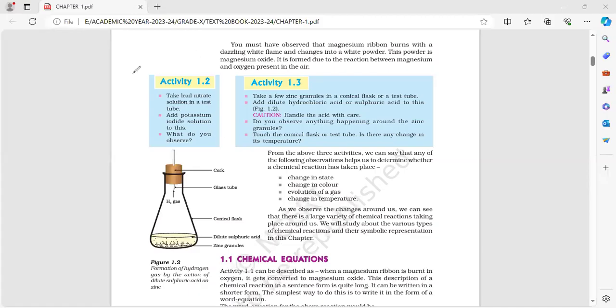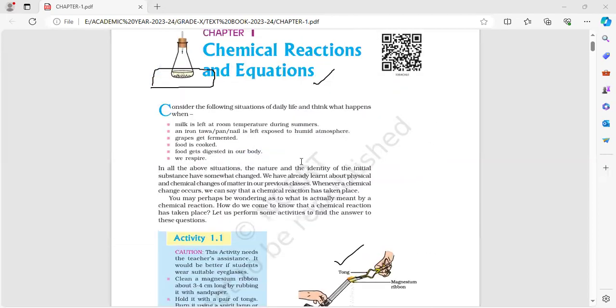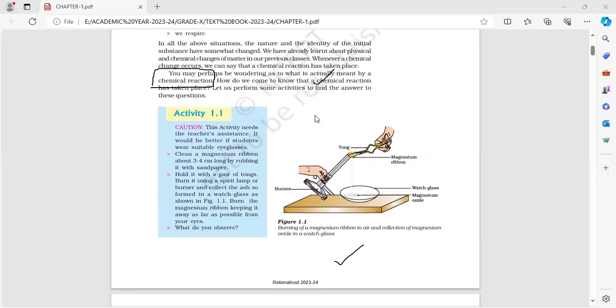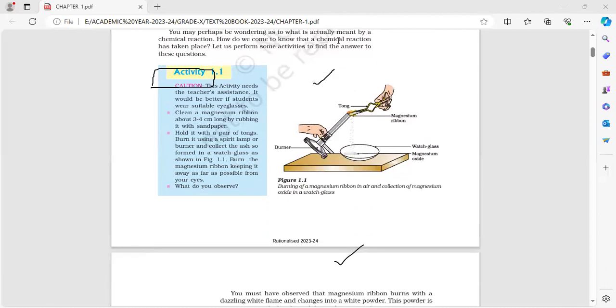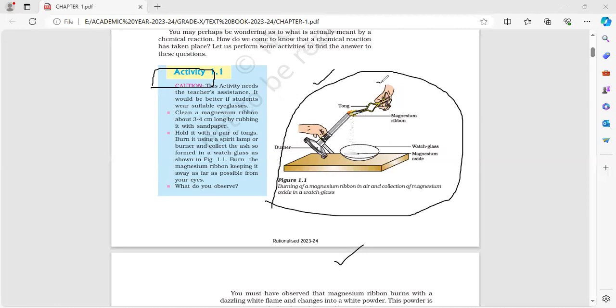Hello everyone. In this video, we are going to study activity 1.2, activity 1.3 and also chemical equations. In the previous video, part 1, I explained activity 1.1 and the first page, and also the video of activity 1.1, burning magnesium ribbon and obtaining magnesium oxide in a watch glass. I had also uploaded this video in the channel. Please do watch it.